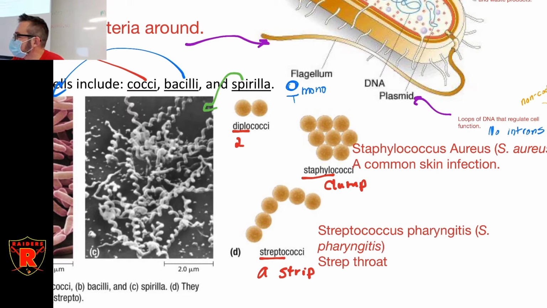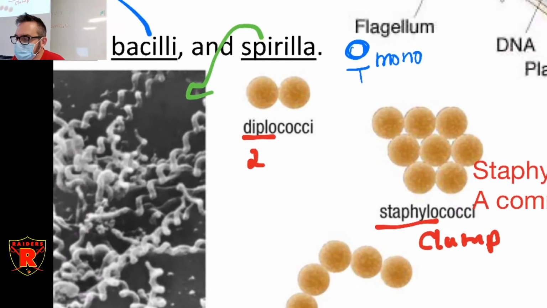A bacteria just found by itself. If there's 2, we call that a diplo. So if it's 2 cocci together and they're found in groups of 2, that's a diplococci or a diplococci. There's some variation in terms of how people pronounce these. I'll say my profs in university couldn't agree.